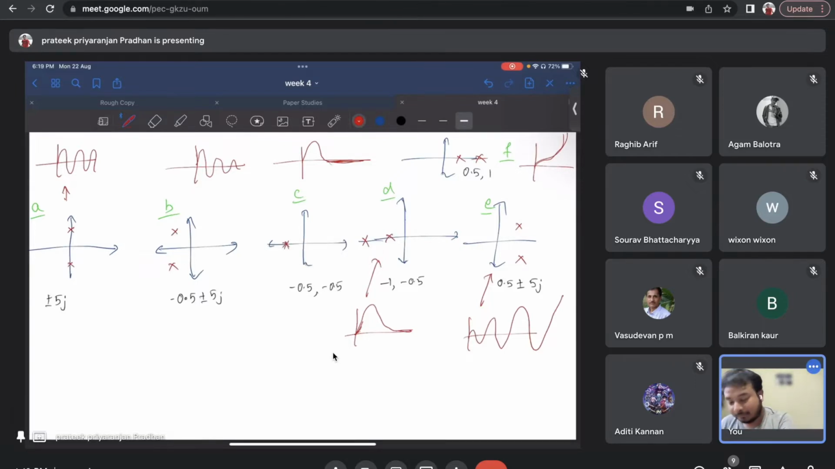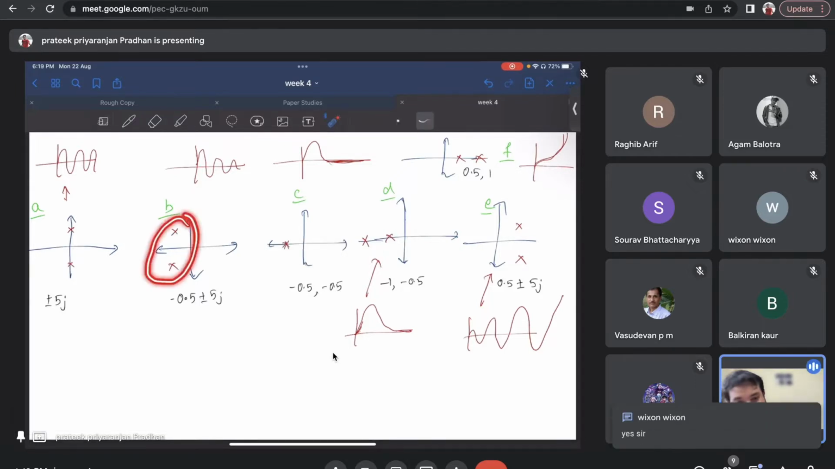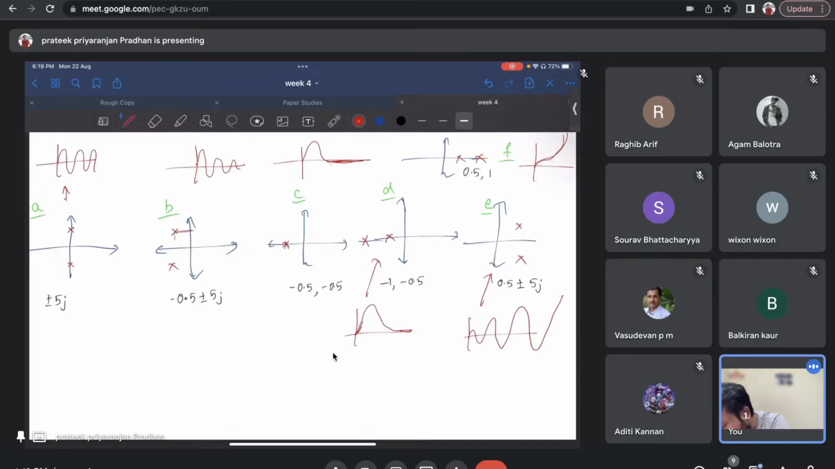Because here both the poles are in the left hand side, that's why the system is stable. And if we divide it into two components, this will be called omega d, and this will be called omega n. Whatever the pure frequency the system had initially, the plus or minus 5j, that is called the system natural frequency.